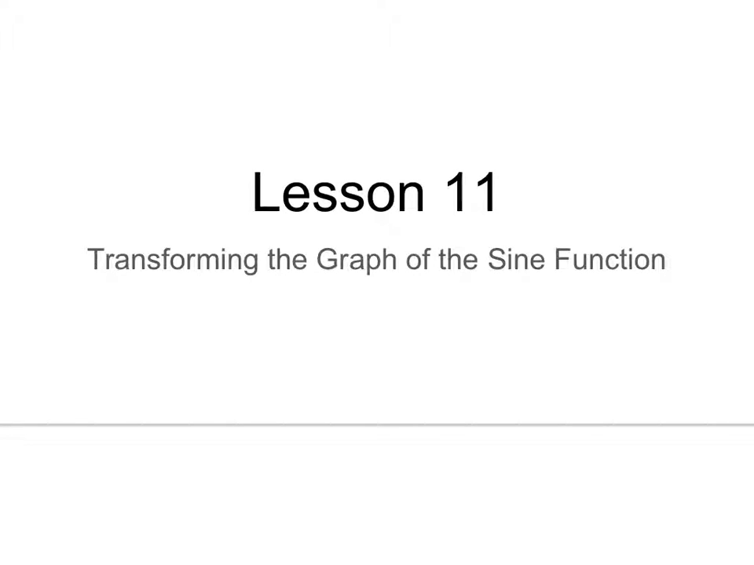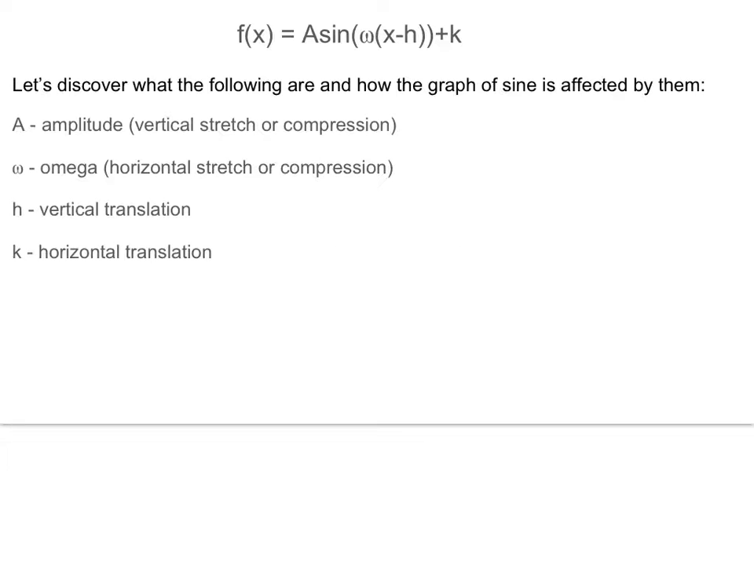All right, Algebra 2, and we're starting the second half of Module 2, or Unit 2. We've been talking about sine, cosine, tangent, cosecant, secant, cotangent for a while now. Now we're just going to talk about the graph of the sine function and how it transforms. First, just some basic information. This right here is the equation we're going to work with today during the lesson.